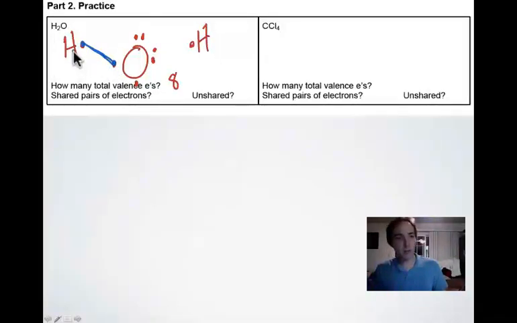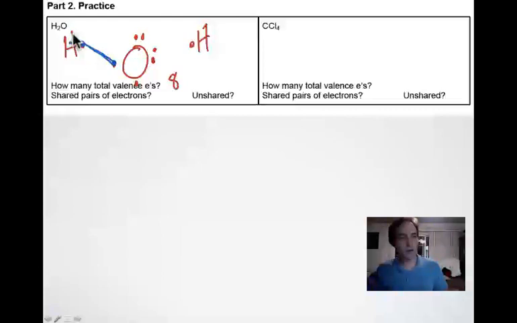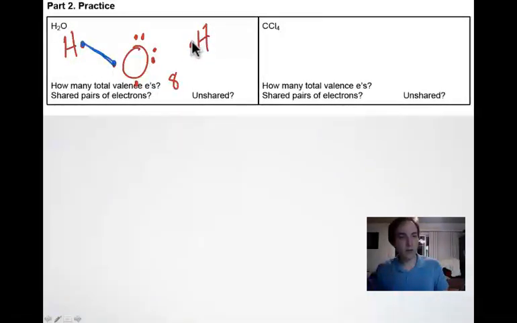Now, at this point, this hydrogen is happy because he has 1, 2 electrons at his disposal. And remember, hydrogen only needs 2 electrons to have its octet. So this hydrogen's fine. He doesn't want to form any more bonds. He's perfect. He's got his octet. This hydrogen, on the other hand, still only has 1 valence electron. And as luck would have it, this oxygen also has 1 single electron here. So we're going to pair those up, and there's another bond.